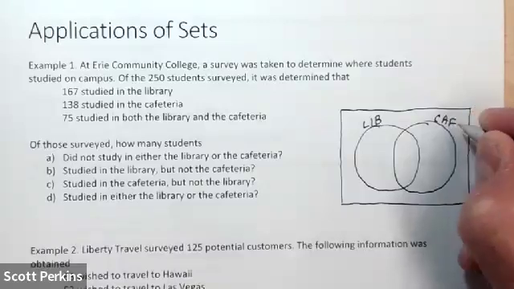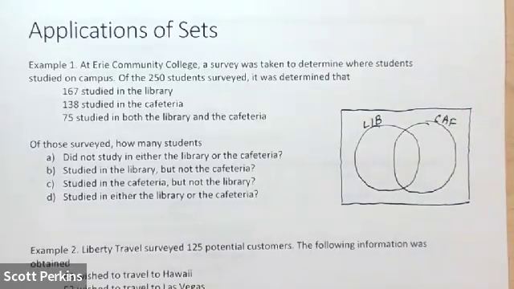I'm just abbreviating. Hey, if I labeled the one on the left cafeteria and the one on the right library, am I going to get the problems wrong? Not at all. That is immaterial. That is not going to affect your rightness or wrongness as you do this problem.